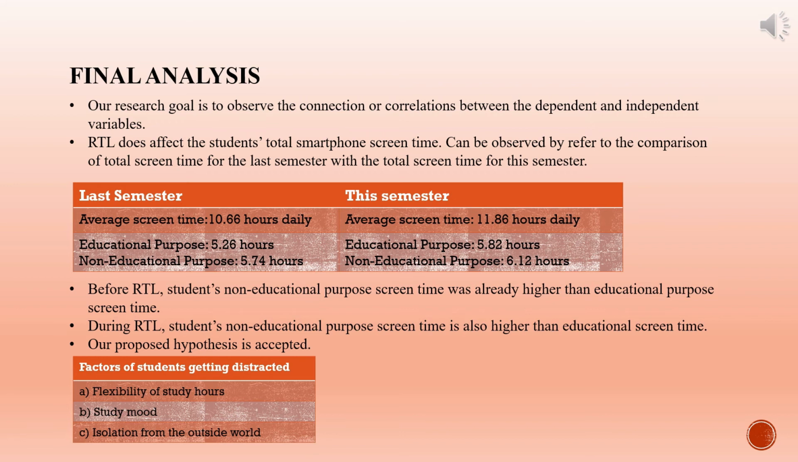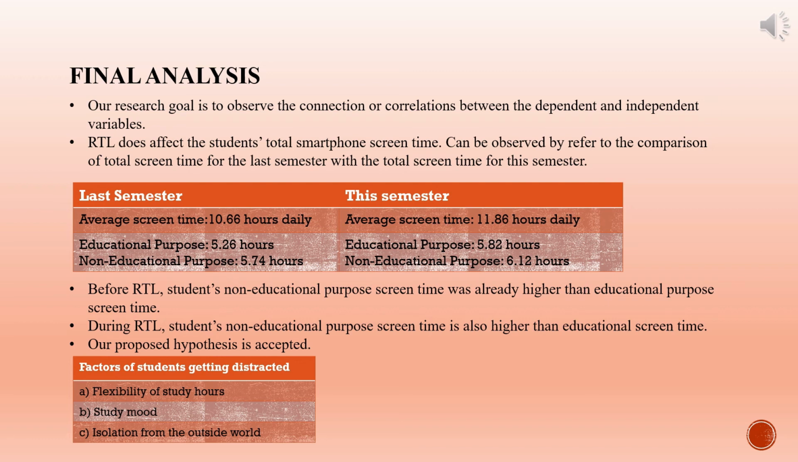As we can see in the table in the slide, for last semester, the average screen time for students is about 10.66 hours daily, while this semester, the average screen time for students is 11.86 hours daily. So, it can be concluded that before RTL, students' non-educational purpose screen time was already higher than the educational purpose screen time.